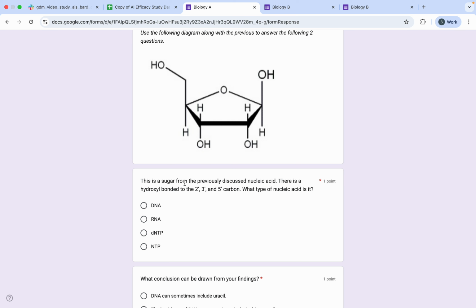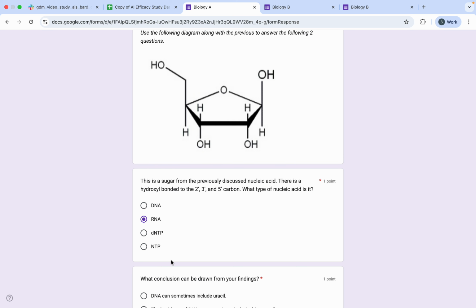Okay. This is a sugar from the previously discussed nucleic acid. There is a hydroxyl bonded to the 2', 3' and 5' carbon. What type of nucleic acid is it? I think the options are DNA, RNA, dNTP and NTP. So here there is a sugar from the previously discussed nucleic acid, with a hydroxyl bonded to 2', 3' and 5'. So it belongs to RNA.